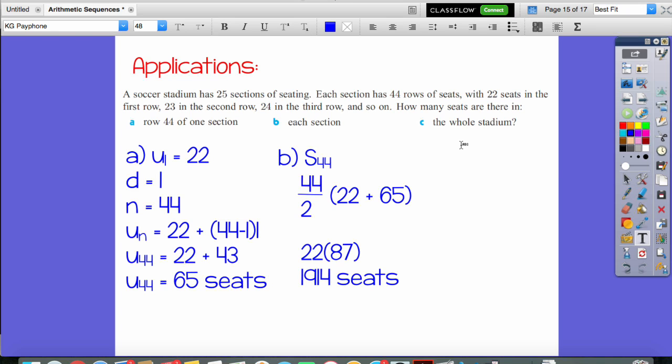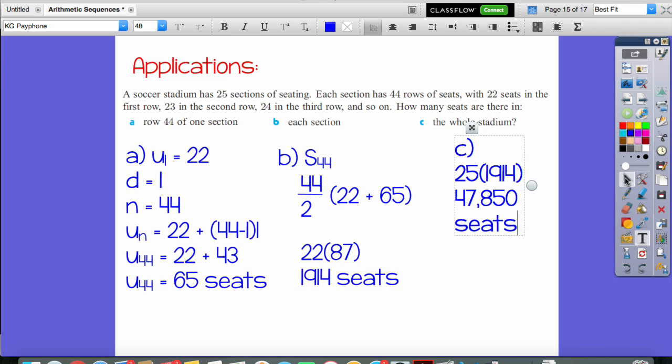Okay, now we need to determine the whole stadium. Well, at this point, hopefully you can kind of realize that, okay, if there are 25 sections and there are 1,914 seats in each section, all you have to do is multiply 25 times 1,914 to figure out the total number of seats that are in the entire stadium, and there's going to be 47,850 seats total.